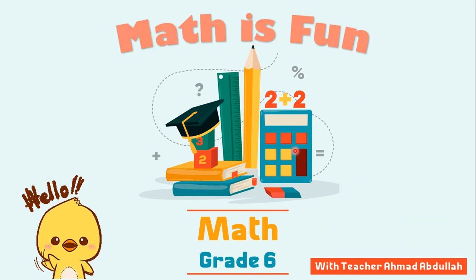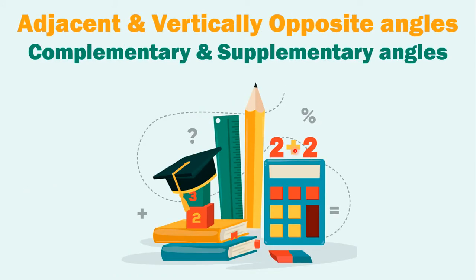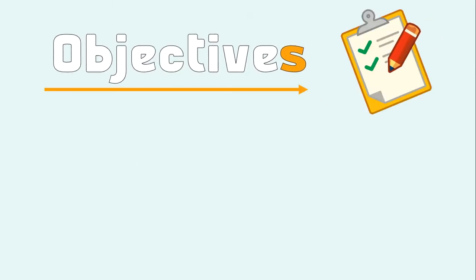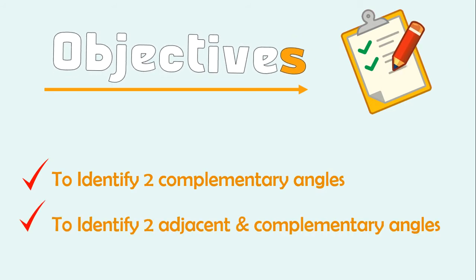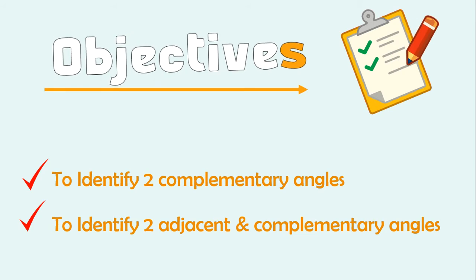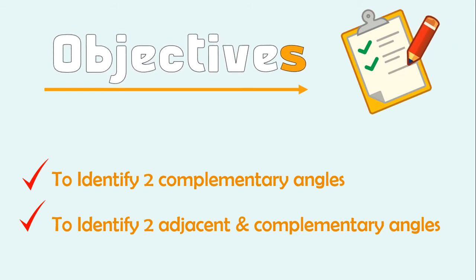Our lesson name today is adjacent and vertically opposite angles, complementary and supplementary angles. Today we will study complementary angles. Our objectives today are to identify two complementary angles and to identify two adjacent and complementary angles.